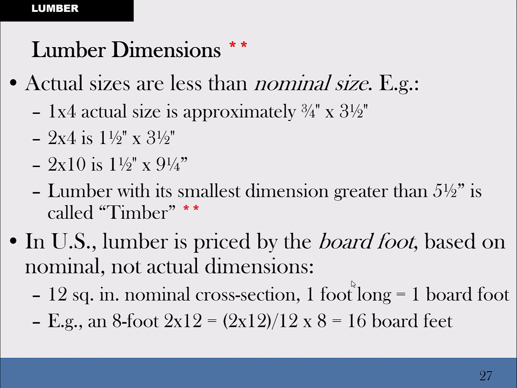Last bullet on the page, it says, in the US, lumber is priced by the board foot, based on a nominal dimension, not the actual dimension. So even though you need to know, for framing purposes and for lots of other reasons, what the actual size of these boards are, that's important. But when we're calculating board feet, they round everything up. So the 2x4 is just going to be simply a 2x4. We're just going to be using those numbers. A 2x12, yeah, it's 1.5 inches by 11.25, but for board feet calculations, it's a 2x12. We use that rounded up nominal number.